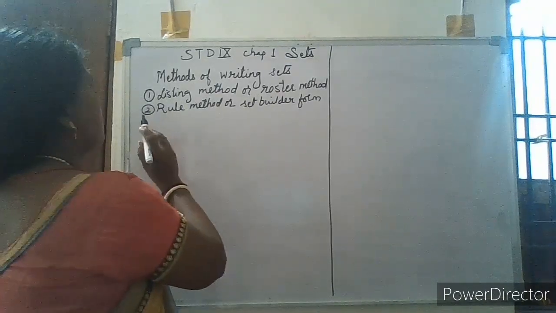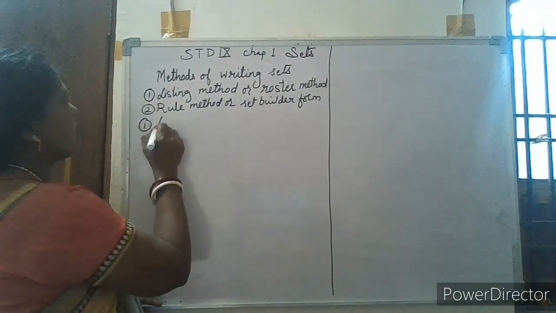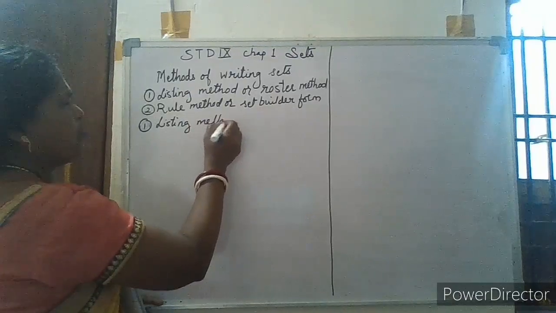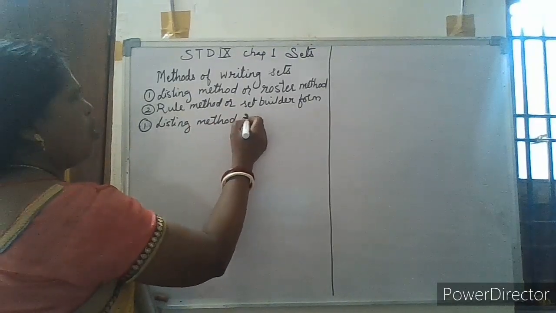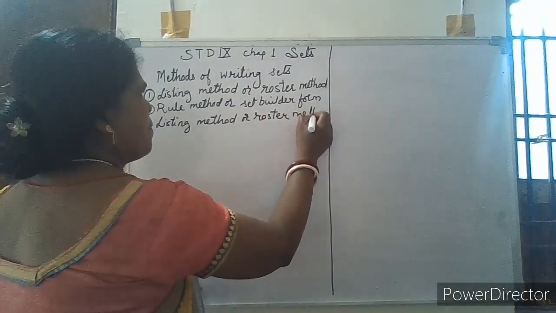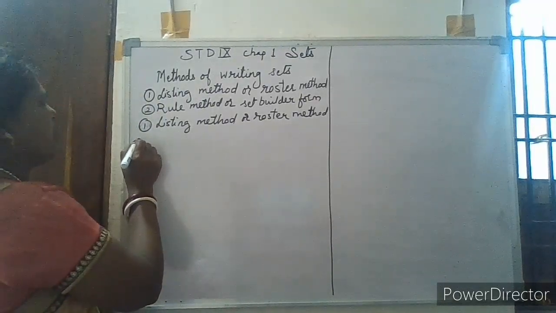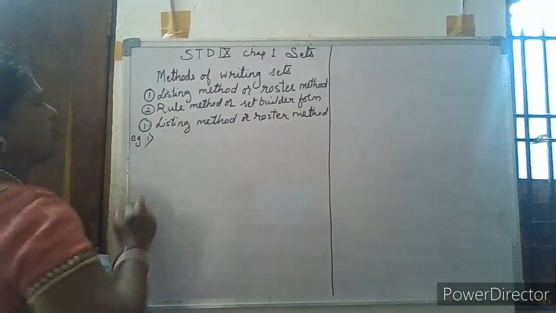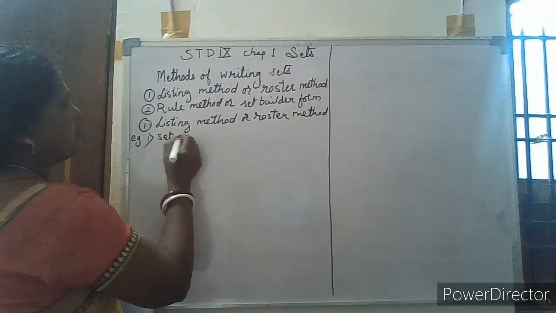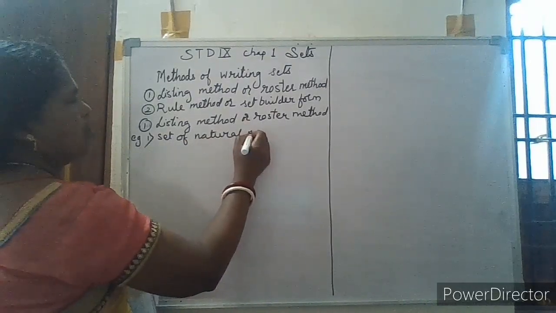Now this first method, listing method, or roster method. How to write in this method? Example. Example 1. Suppose set of natural numbers. Set of natural numbers.